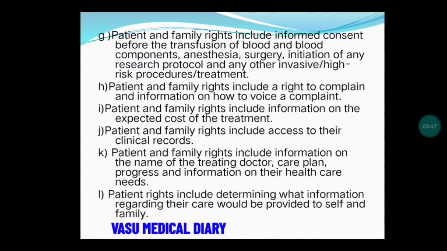Patient and family rights include access to their clinical records. Patient and family rights include information on the name of the treating doctor, care plan, progress, and information on their healthcare needs. Patient rights include determining what information regarding their care would be provided to self and the family. So the patient still has the right to decide which information can be shared with the family.